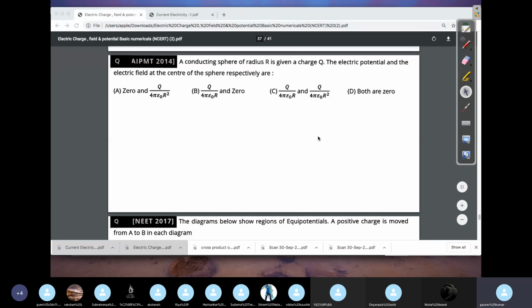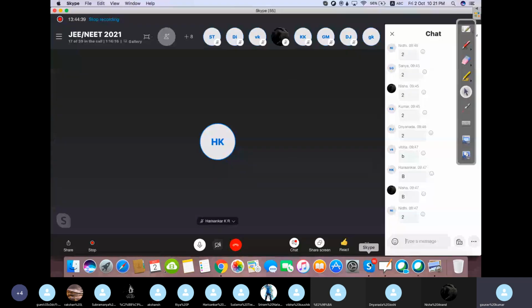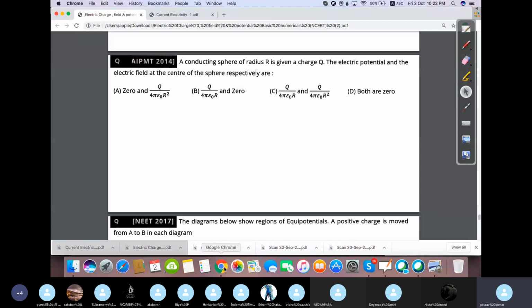Okay, a few answers are coming here. So B. Most of you are giving the answer as B. We just studied this. So just now we have discussed this case also here.